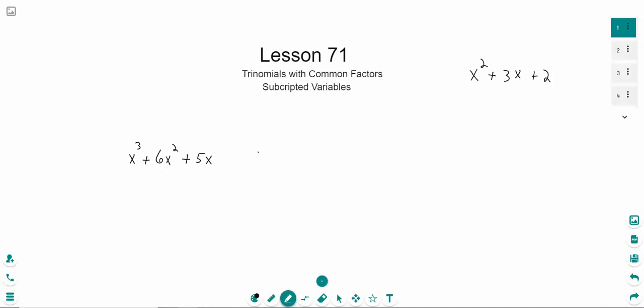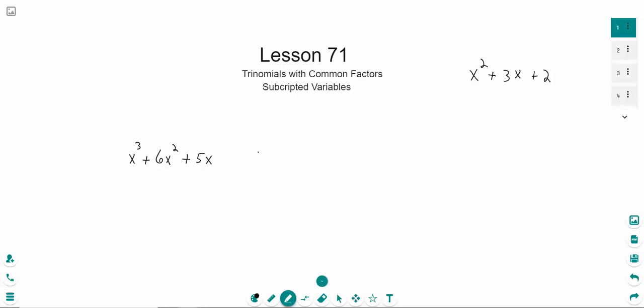So today we're going to be talking about two things: trinomials with common factors, and then something completely unrelated, subscripted variables. All right? Both of these are very straightforward concepts. The first one, trinomials with common factors, is really just an extension of what we've already learned. And then subscripted variables is very straightforward. So it should be a fairly simple day today. And let's go ahead and get started.